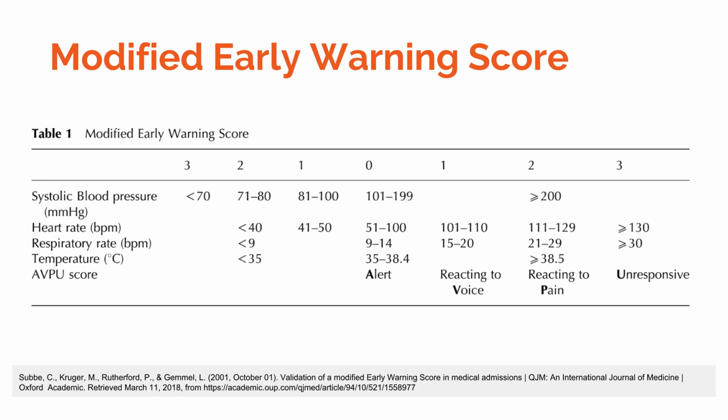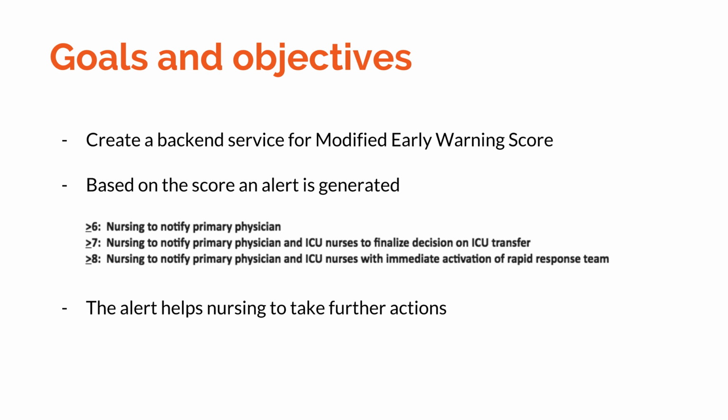Now, the modified early warning score is calculated by looking at 5 critical vital signs of the patients, namely systolic blood pressure, heart rate, respiratory rate, temperature, and AVPU score. AVPU score is simply the responsiveness of the patient. This simple score is very critical in identifying deterioration of critically ill patients early. This will help the nursing staff to take further action depending on the score.